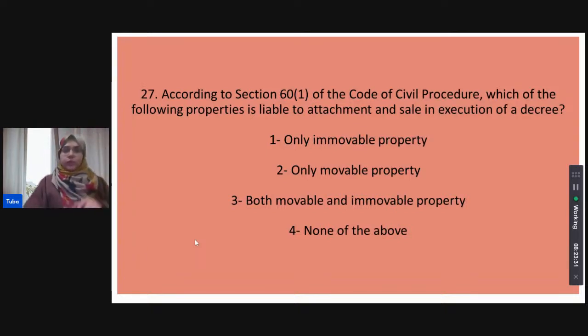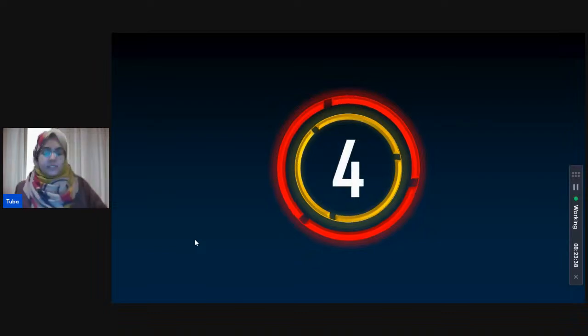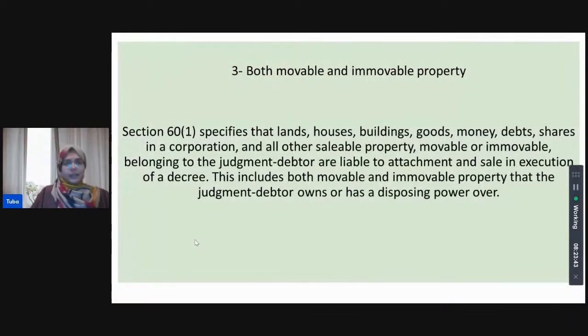Sorry, guys, I hope you've given answers, and we think it's three, so it's both movable and immovable property. Yes, that is correct. Section 61 does specify that lands, houses, buildings, goods, that is both movable and immovable properties belonging to the judgment debtor, will be liable to attachment and sale in execution of a decree. So anything that the judgment debtor owns or has a disposing power over, irrespective of whether it is movable or immovable, goes into the attachment.